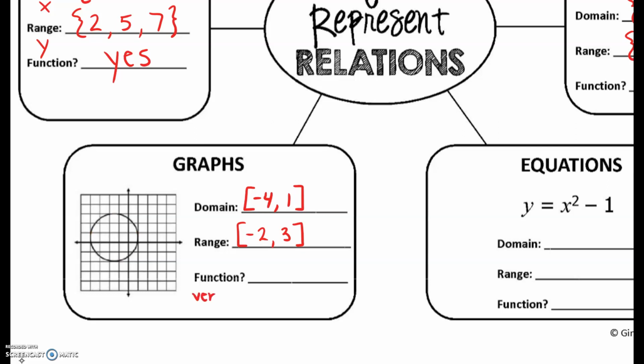something called the vertical line test. And if I was to draw a vertical line through this circle, you will notice that it will touch the top of the circle and the bottom of the circle in that same vertical line. If the vertical line touches your graph more than once at any location, this is not a function.